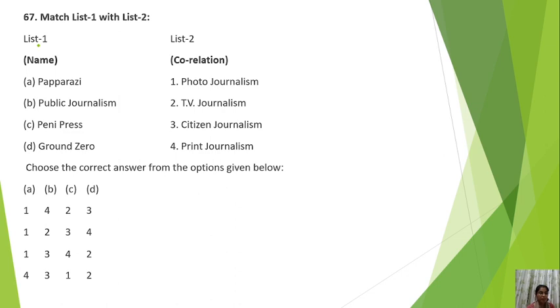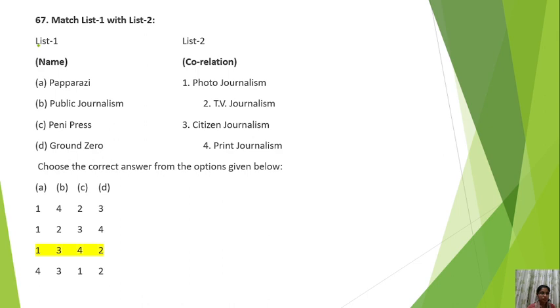Penny press. Press is related with print journalism. Then ground zero, as we hear about ground zero reporting, it is associated with TV journalism. This is the correct answer. I hope you have also got your answer right.